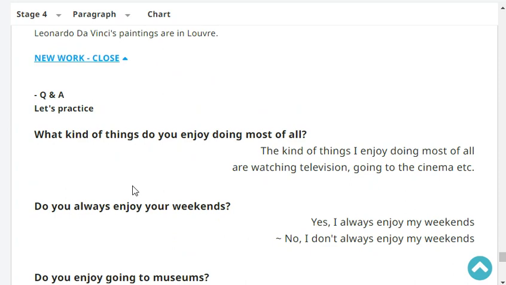What kind of things do you enjoy doing most of all? The kind of things I enjoy doing most of all are watching television, going to the cinema, etc.